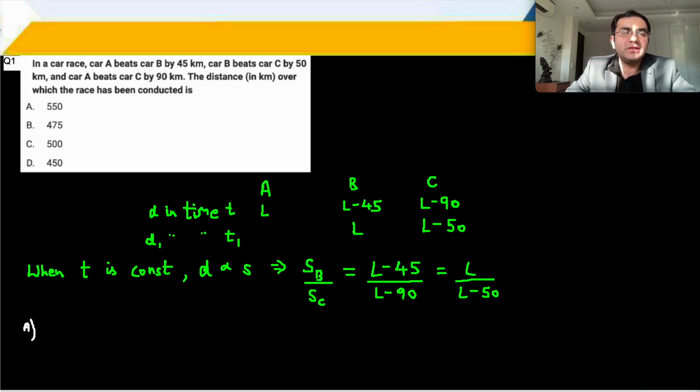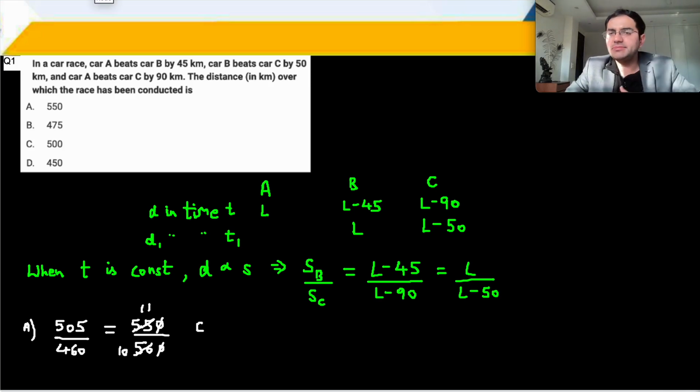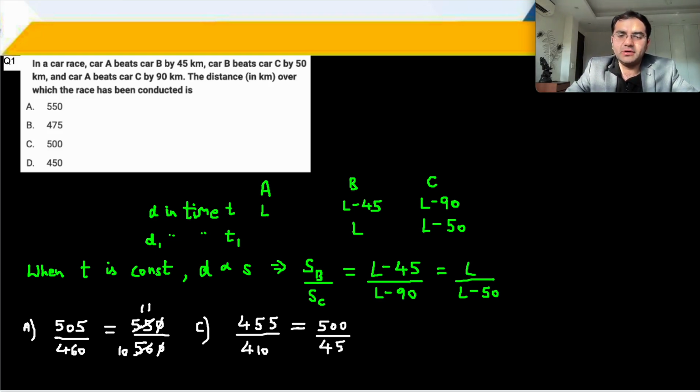For example, A part, when you put 550, 550 minus 45 is 505, 550 minus 90 is 460. And 550 upon 500. So ये ratio जो है, 0 cancel, 11 upon 10. Obviously LHS is not 11 upon 10. Let's try C part, because C part is an easy option to try. 500 minus 45 is 455 and 500 minus 90 is 410. And 500 upon 450. Again यहाँ पे 5 से गया, 10 upon 9. LHS 10 upon 9 तो नहीं लग रहा.